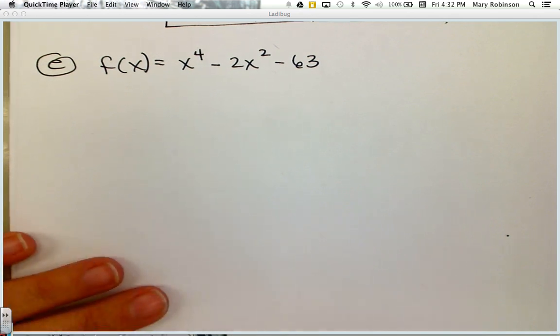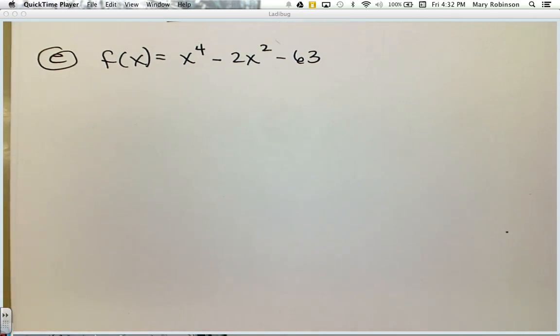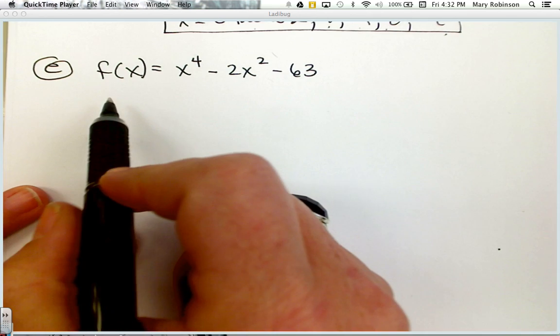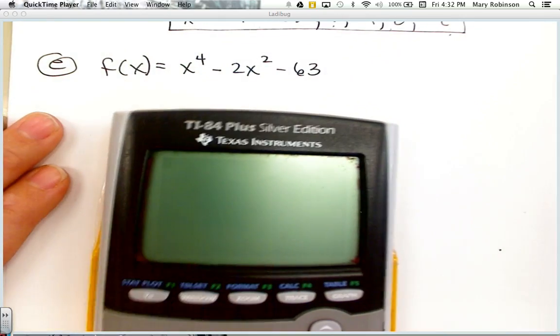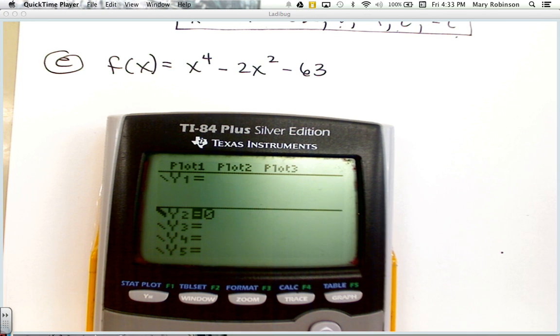Hi, this is the next video covering problems 8E through problem 9 on the test review. So for this function here, we actually have a quartic polynomial function, degree 4, so we should end up with 4 solutions. If you take a look at it, it is factorable, but let's go ahead and take a look, because sometimes you might not notice right away that it's factorable. If it is, I want you to do it that way though.